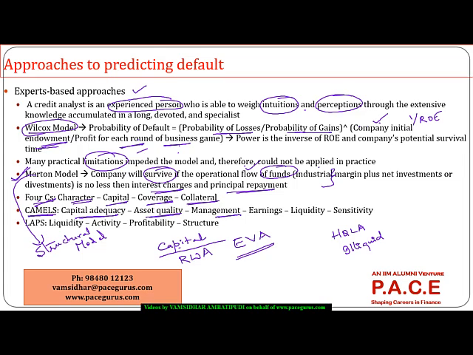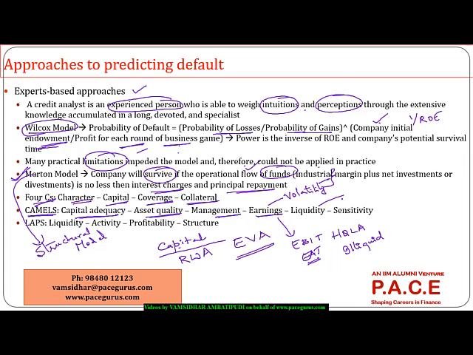Then we talk about the quality of the management, and the earnings quality, where we look at the earnings before interest and tax, or even the net income, which is the earnings after tax. We are looking at the quality of those earnings, the consistency of those earnings, and the volatility associated with those earnings.